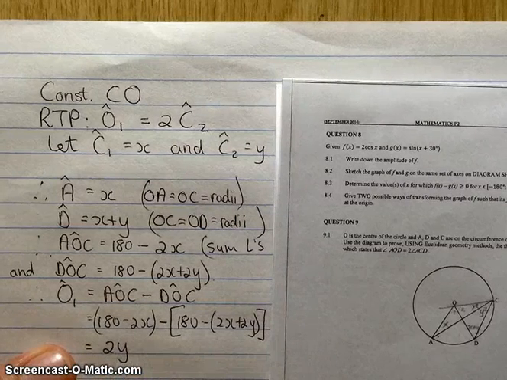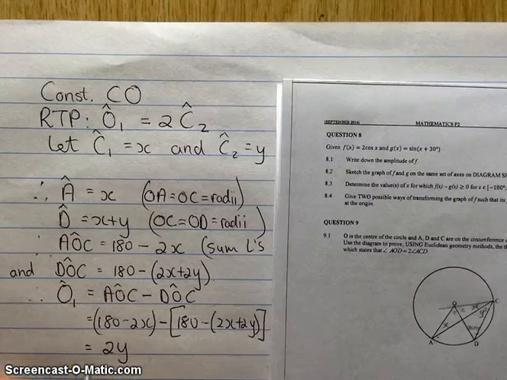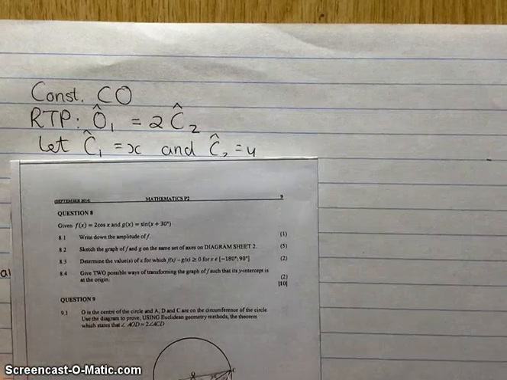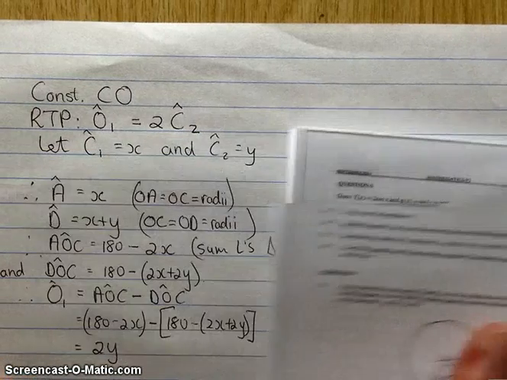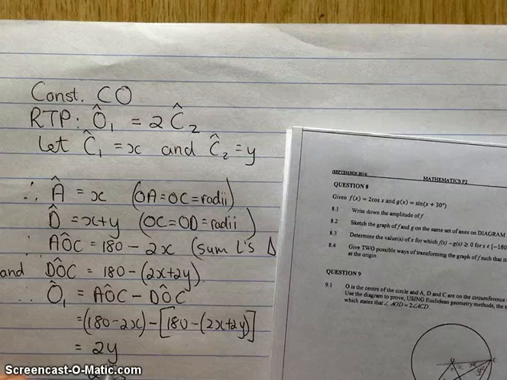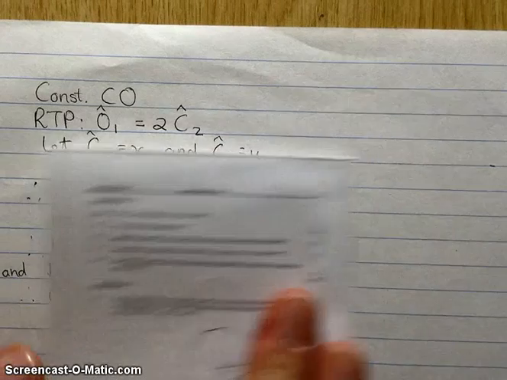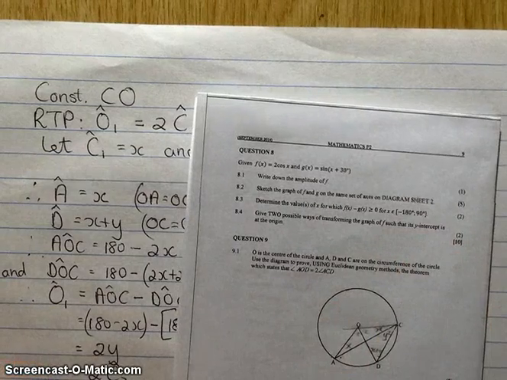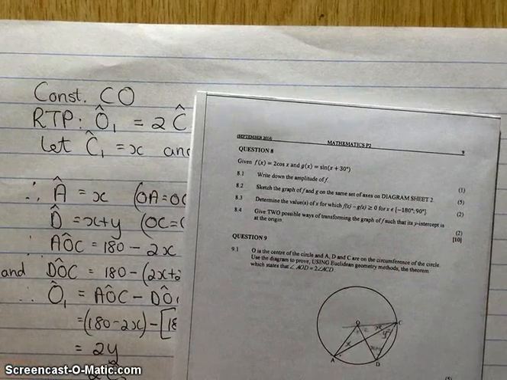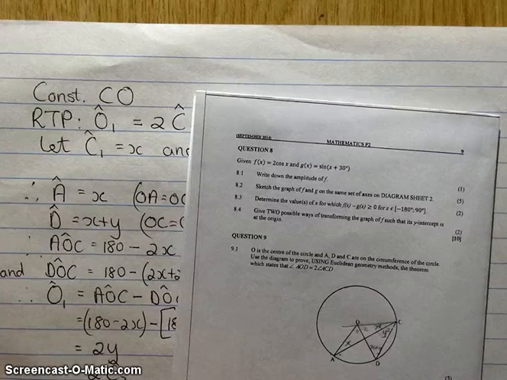Therefore, if it's 2y, and y was the size of C2, therefore it is 2 times C2. And that is what was requested in this theorem. So I would just conclude by saying angle AOD equals 2 times angle ACD.